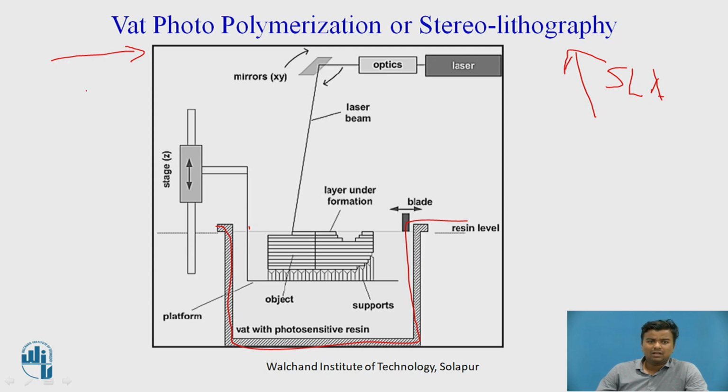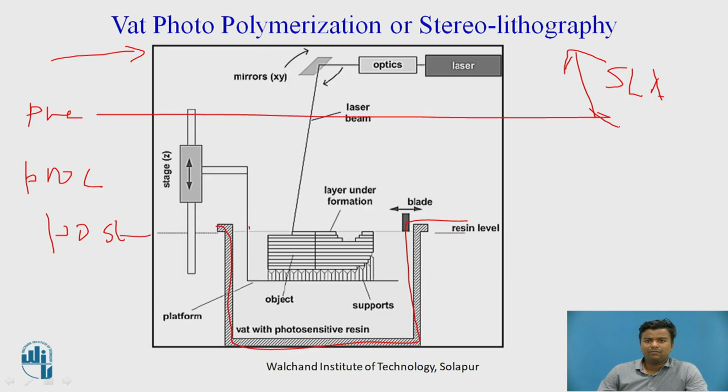Now, there is always pre-processing, processing, and post-processing. In the pre-processing, we develop a CAD model, and that CAD model will be sliced and given to the 3D printer. Whenever you give that particular STL file or maybe .obj file to the 3D printer, the process will start.